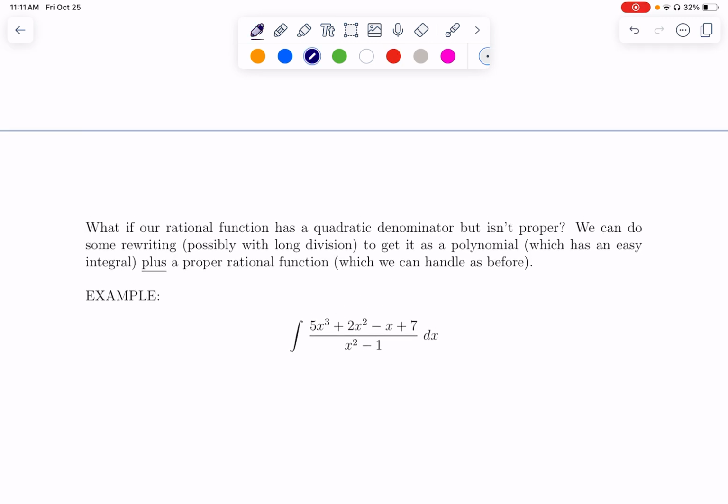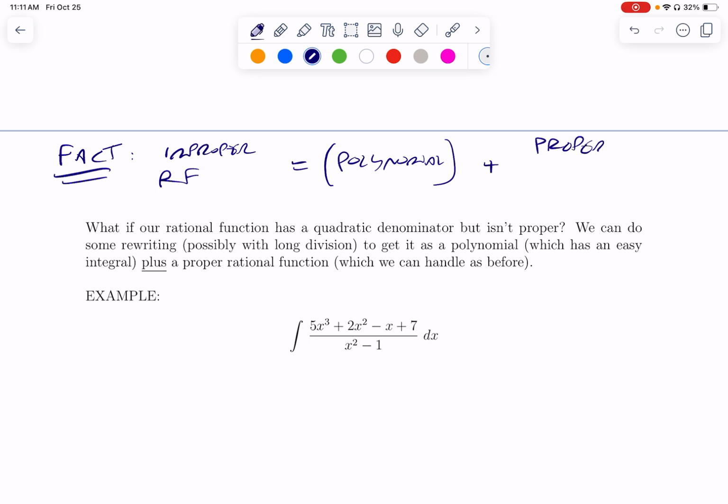And here is a fact that hopefully you saw in some version in pre-calc. Maybe it wasn't presented to you this way, but any improper rational function can always be written as some polynomial, right? And technically a constant all by itself is a kind of polynomial, plus some proper rational function. You can do this by long division, or sometimes you can just kind of figure it out by noticing simple enough patterns with easy numbers.